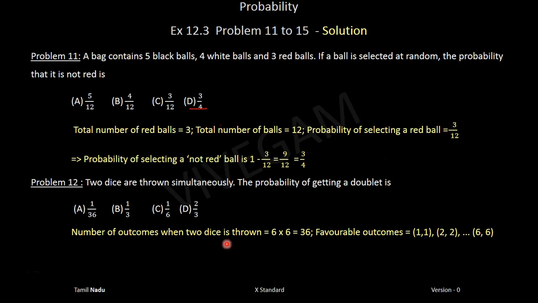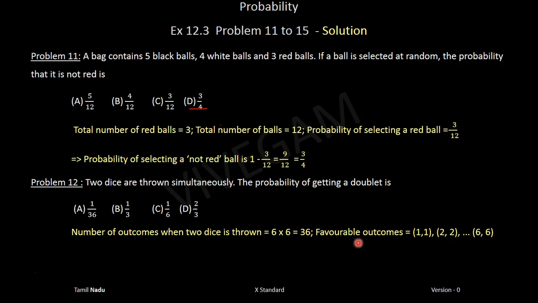So, the number of outcomes when 2 dice are thrown. So, first die if you throw, you will get 6 outcomes. It can be 1 or 2 or 3 or 4 or 5 or 6, right? One of the 6 outcomes. So, there are 6 ways the first die can give you outcomes. The second die also can give you 6 outcomes. So, when you throw together, 6 into 6, there are 36 ways you will get an outcome.